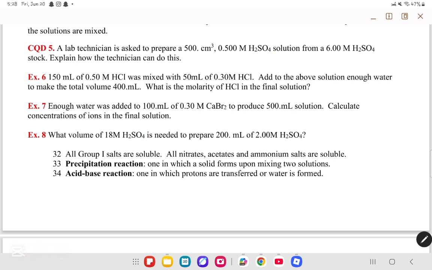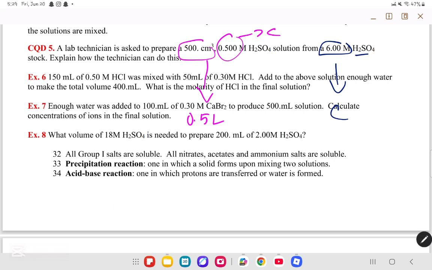A lab technician is used to prepare 500 centimeter cubed, which is, you have to divide it by 1,000 to make it into liters. So 500 divided by 1,000, that's 0.5 liters. And then this is the concentration from a 6 molarity H2SO4 stock. Explain how the technician can do this.